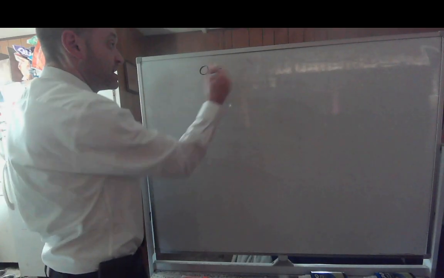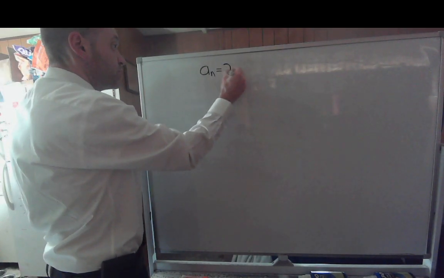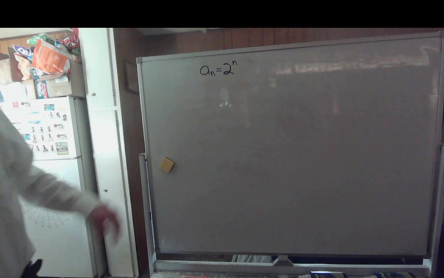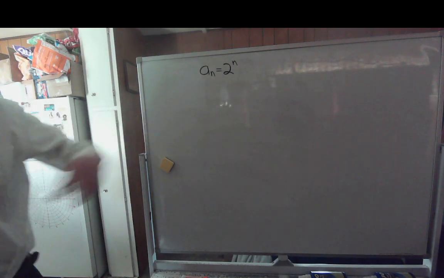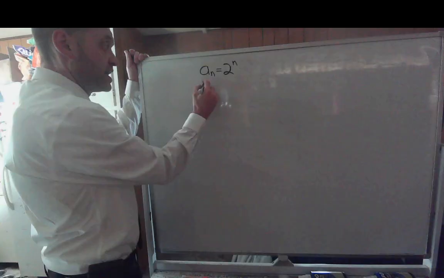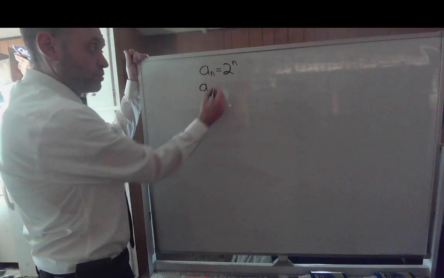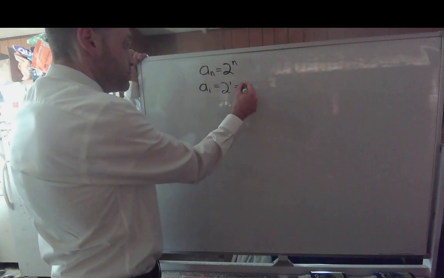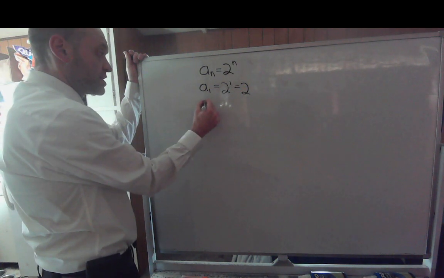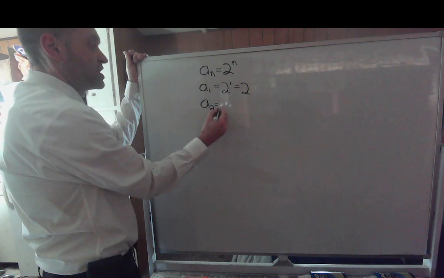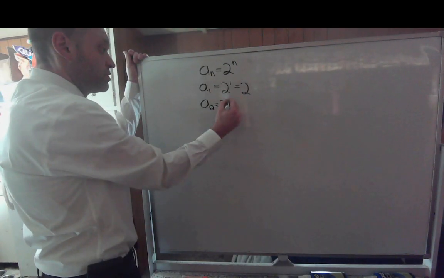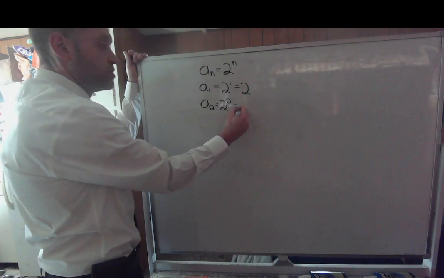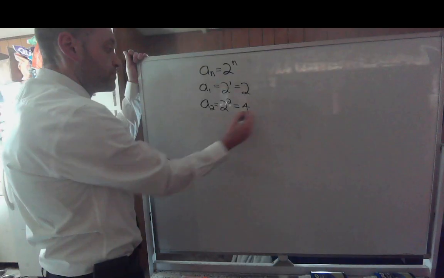Let's say this time I have a sub n equals 2 to the n. So the formula given for my sequence is a sub n equals 2 to the n. Well, let's find the first term. A sub 1, that's just going to equal 2 to the first power, which is simply 2. If I want to find my second term, I'll take a sub 2, I'll set that equal to 2 to the second power, because that's the term I'm on. Well, 2 to the second power is 4.